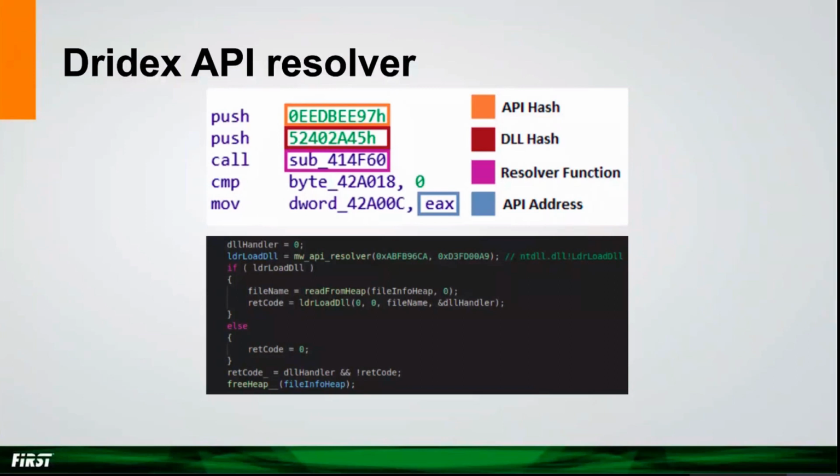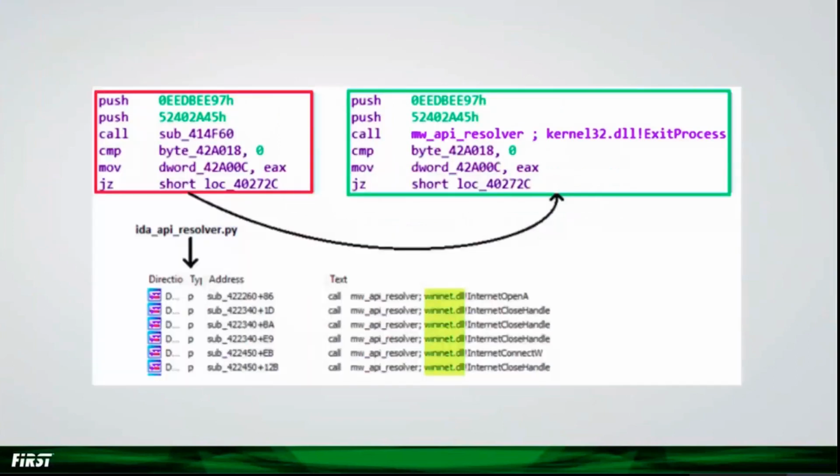For analysts interested in analyzing Dridex, in our GitHub, we also uploaded an IDA script. You just need to add the malware API resolver offset, and it will comment in the decompiler every call with the real DLL and function the malware is trying to execute.